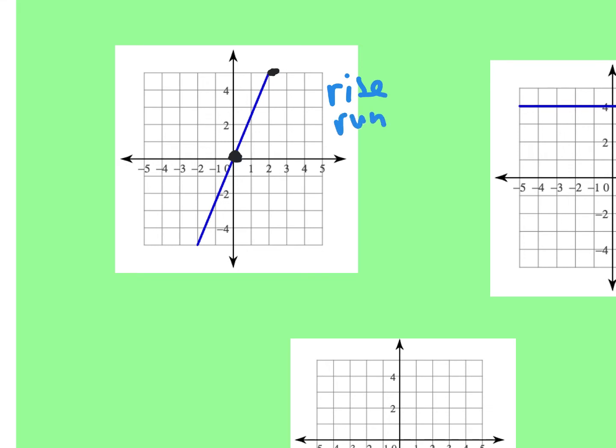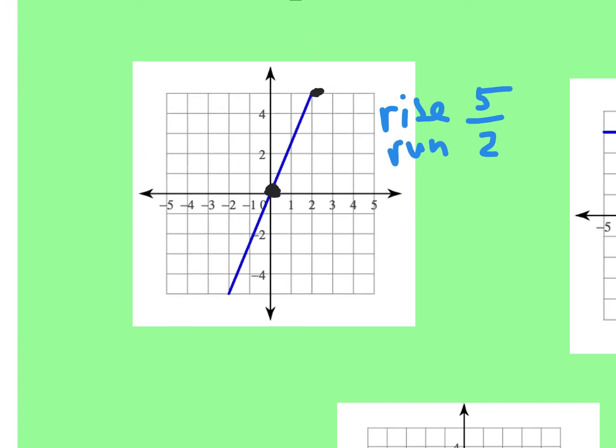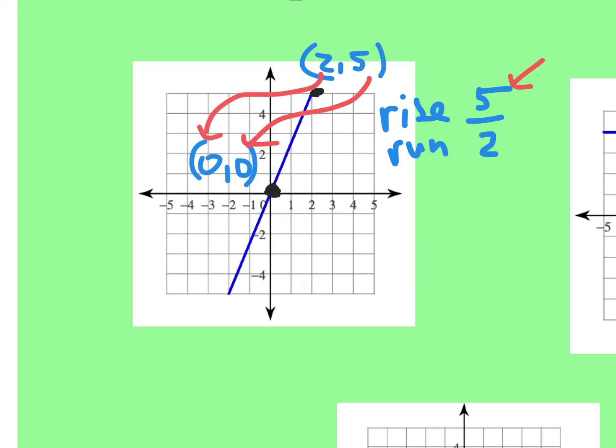It rises 5 and it runs 2. Now there's gonna be some people that are like, but I wanna do it with points. It's 0, 0. And this one's 2, 5, and I want to do it with points. But guess what? When you go 5 minus 0, you get 5. And 2 minus 0, you're going to get 2. So you could do it either way, and the answer is 5/2.